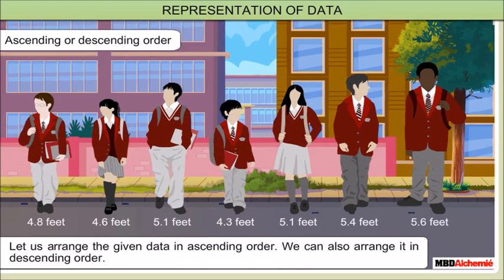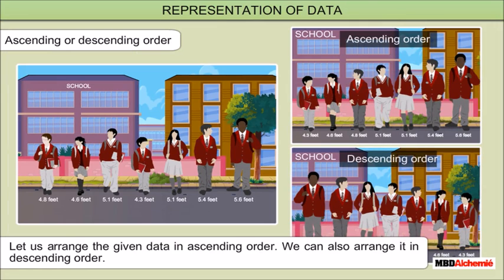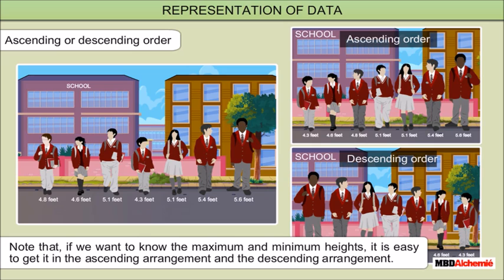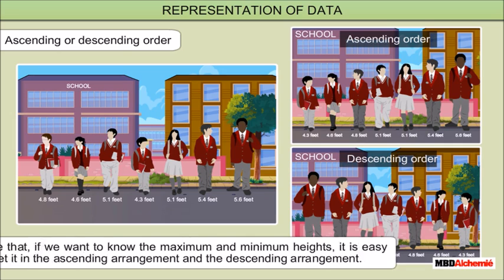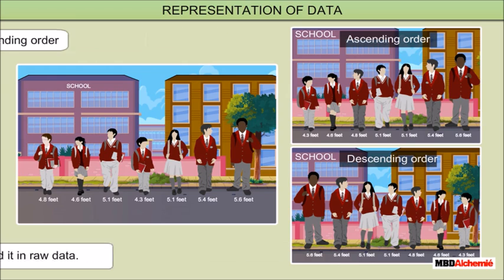Ascending or descending order. Let us arrange the given data in ascending order. We can also arrange it in descending order. Note that if we want to know the maximum and minimum heights, it is easy to get it in the ascending arrangement and the descending arrangement, but it would take longer time to find it in raw data.